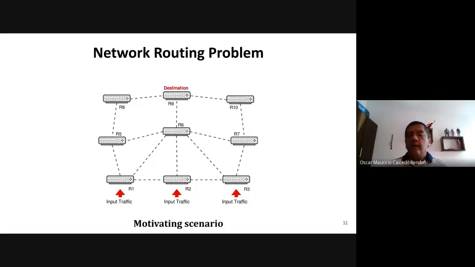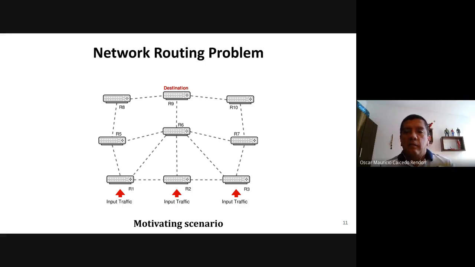Okay, in this figure, we can see a very simple scenario in order to illustrate the problem that we want to address with reinforcement learning. Let's consider a simple network consisting of 9 routers. The routing strategy on each router will choose a route from several alternative paths to connect each source and destination in the network. In this network, routers 1, 2, and 3 receive incoming packets and send them to the destination router, that is router 9.